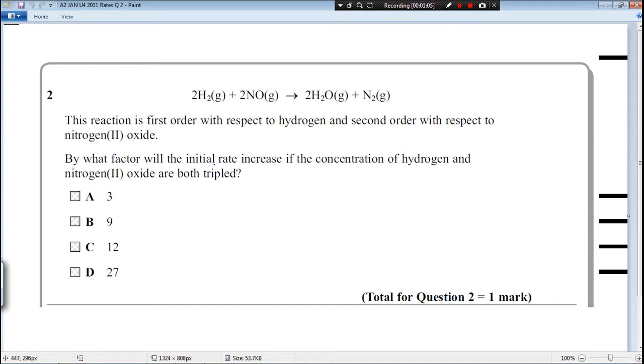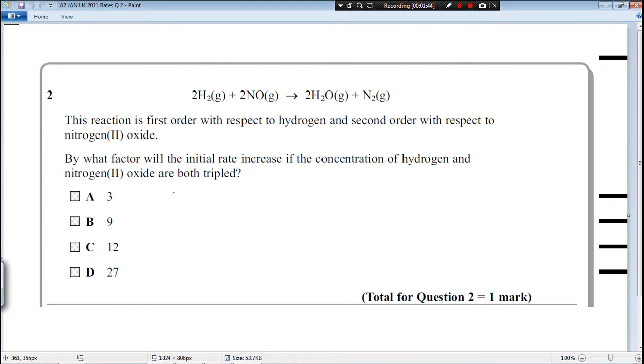We are going to sort out some of the important points, some of the key factors of this question and try to solve it. So let's solve together. Bear with me, fellas. At first let us read the question. This is the chemical equation that is given here. This reaction is first order with respect to hydrogen and second order with respect to nitrogen 2 oxide. By what factor will the initial rate increase if the concentration of hydrogen and nitrogen 2 oxide are both tripled?